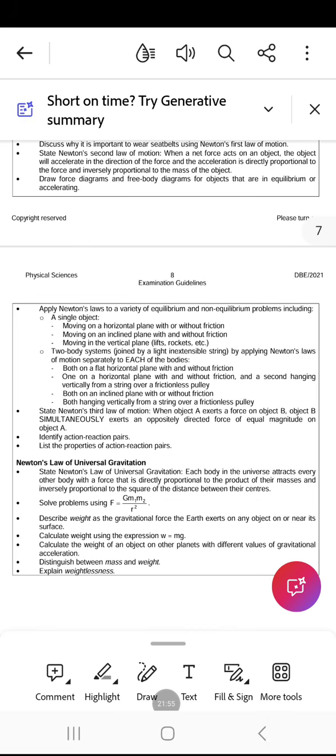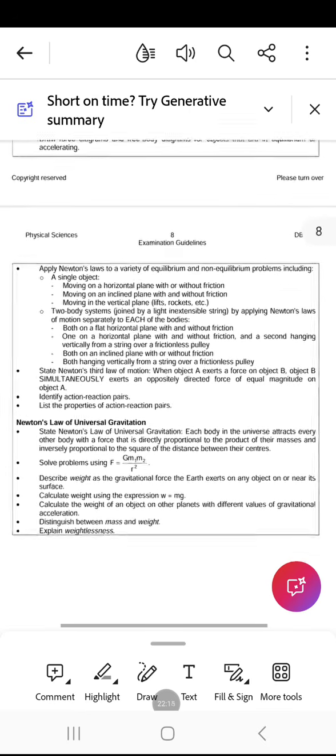Whenever an object is accelerating, it is no longer at equilibrium, as I stated. I'm going to explain more of this. Whenever the object is not at equilibrium, we can say it's now accelerating. F net is no longer 0. We no longer have balanced forces.